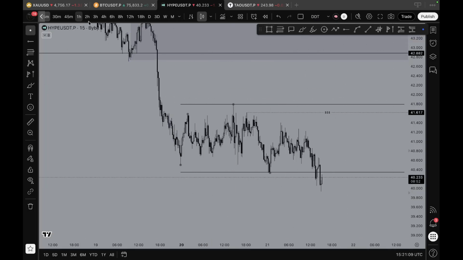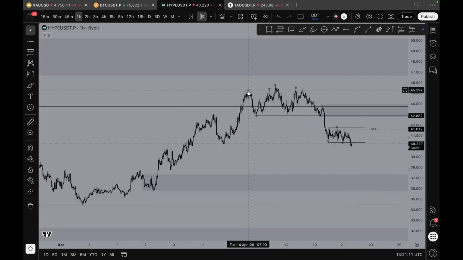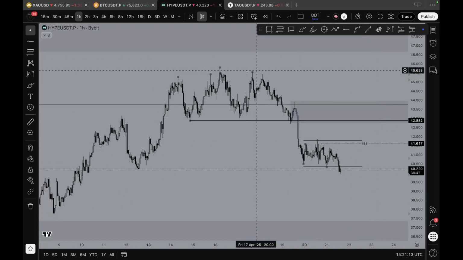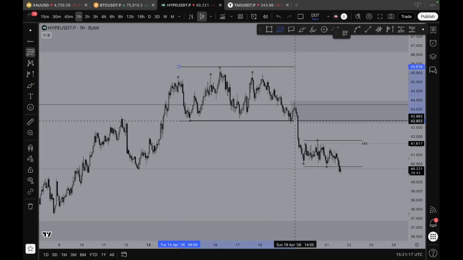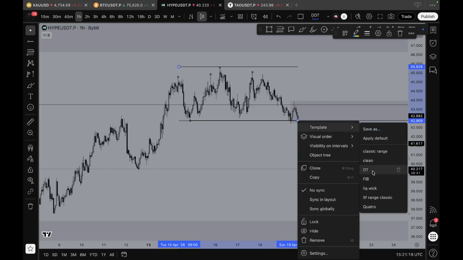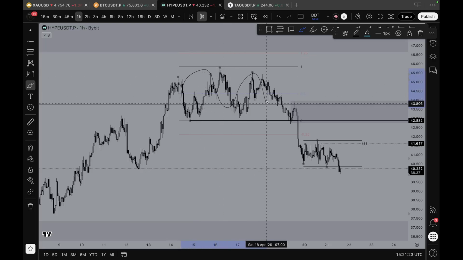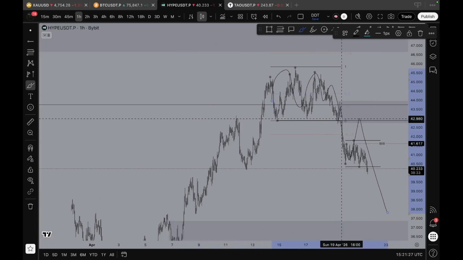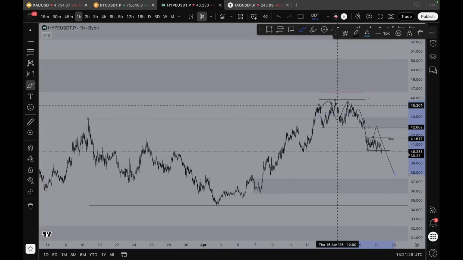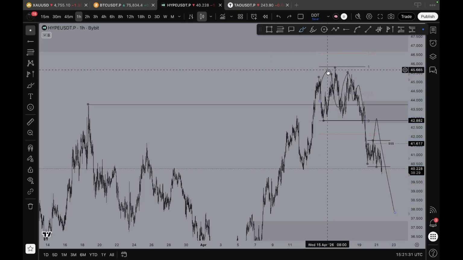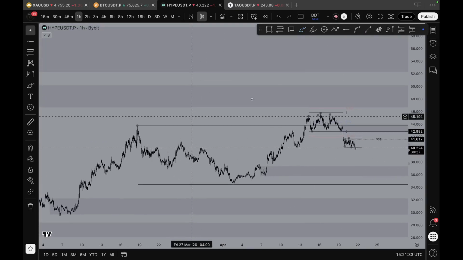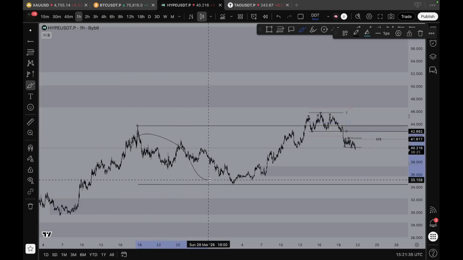On HYPE, we have a distribution here with 1, 2, 3 model 1 going over into model 2 and then breaking down from the range. So basically this was the range, and then you can pull your deviation threshold. Red line is here. So this is now range, breakdown, retest, continuation, is my main idea.